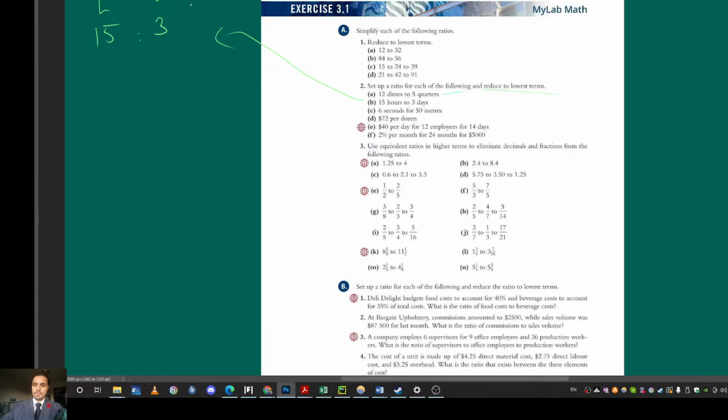Each day has 24 hours. So 3 multiplied by 24 is 72. So 72 hours and 15 hours, and that's going to be our ratio. Now we have to look if any of them are divisible by something further. Do they have common factors? Well, not 2, because both of them are not even. What about 3? 5 plus 1 is 6, so 15 is divisible by 3.